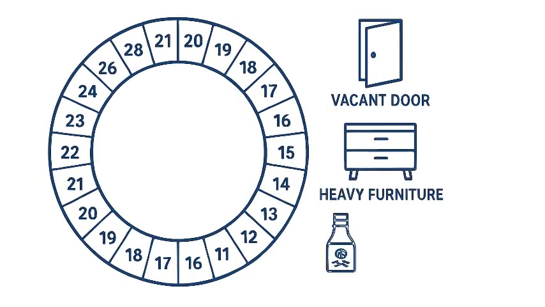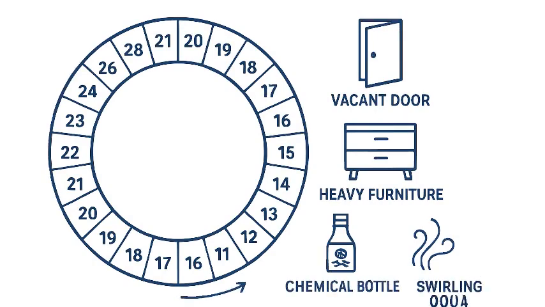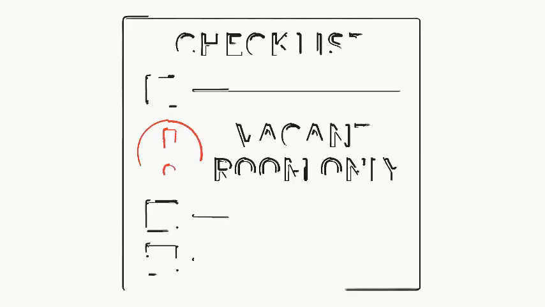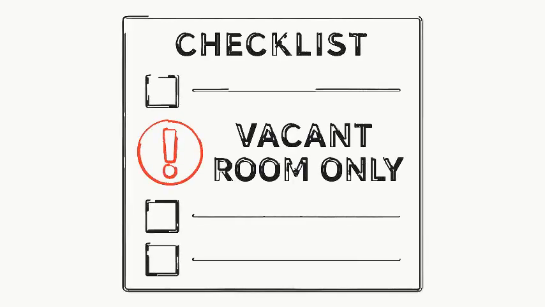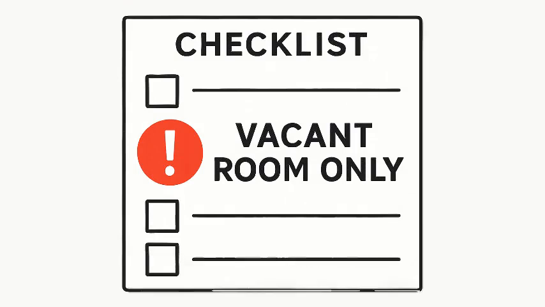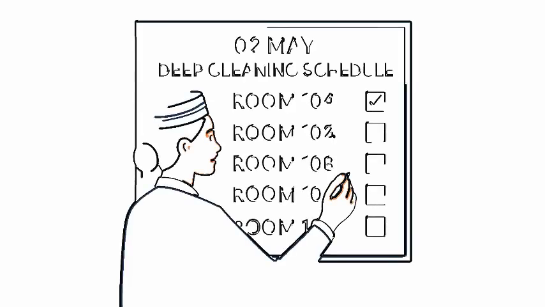Some tasks are done only when the room is vacant. These include moving heavy furniture, flipping or rotating mattresses, heavy chemical use, and any work that creates noise or strong smell. Mark these clearly on the checklist so attendants know to wait for a checkout room.